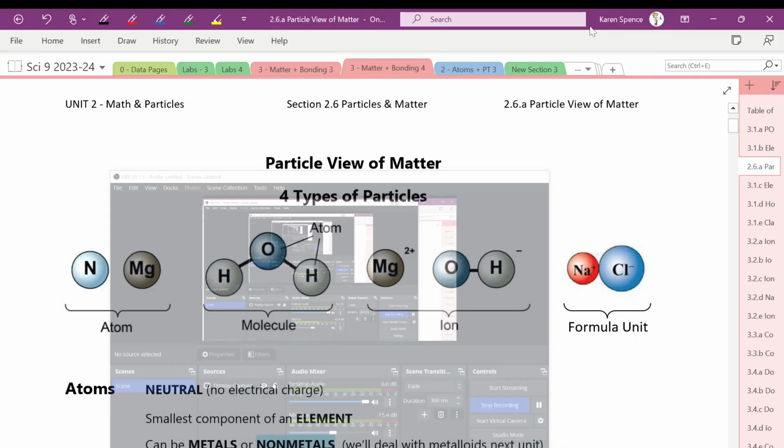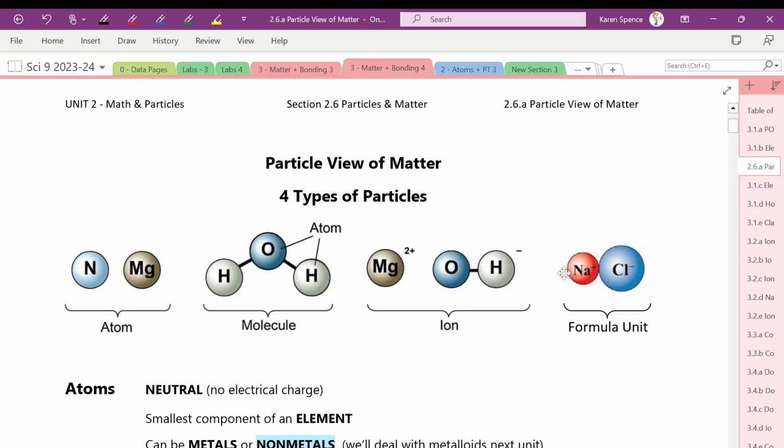Okay, there we go. Particle view of matter. Does anyone not have one of these?